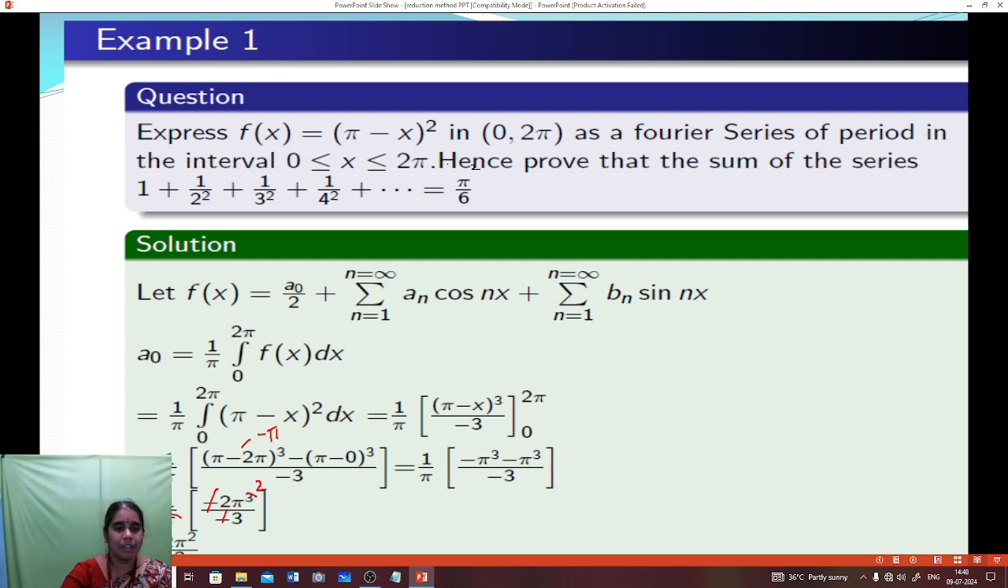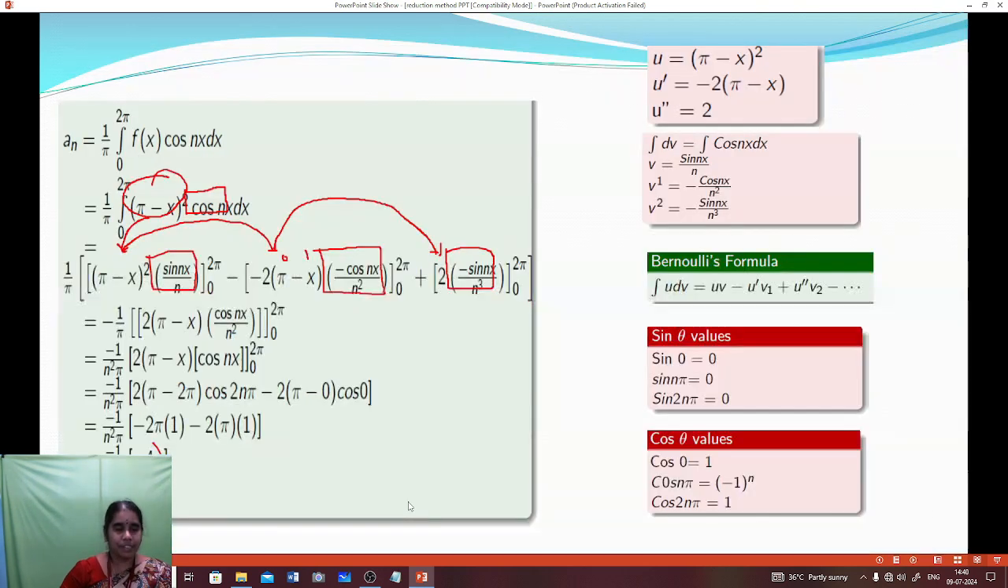Next, we have to calculate an and bn. First, an. Find the value of an. An is nothing but 1 by pi, integral 0 to 2 pi f of x into cos nx dx. This is our formula. We have to replace our f of x by the given function. Here, the given function is nothing but (pi minus x) the whole square. So, replacing our f of x by the given function, times cos nx dx.